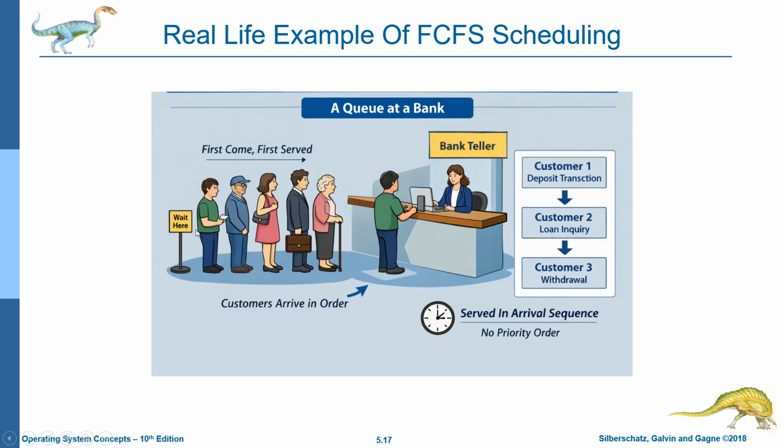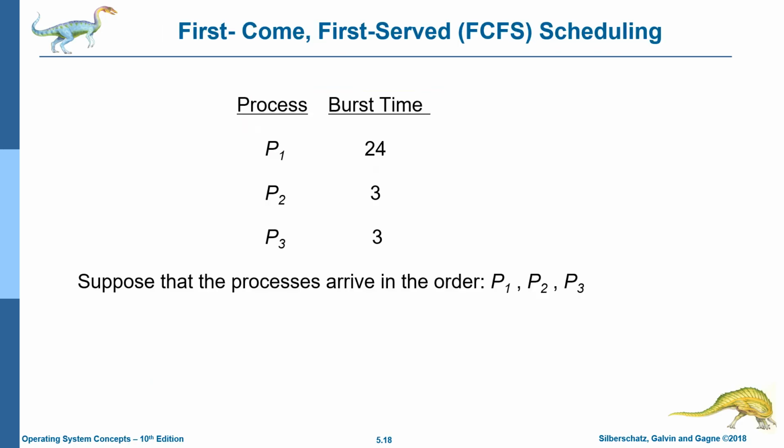So as you can see, all other customers are waiting for the starting customer. There is no priority order, so no other customer who comes later will be served first. The basic idea of FCFS is that the customer who comes first will be served first. So, according to the FCFS scheduling algorithm, let us discuss an example considering multiple processes.